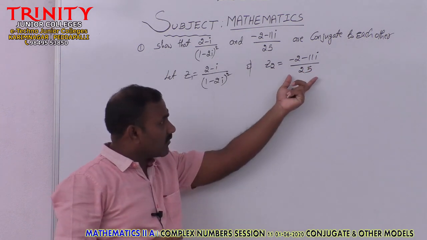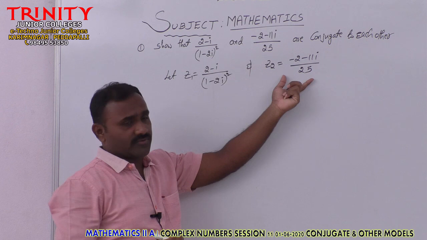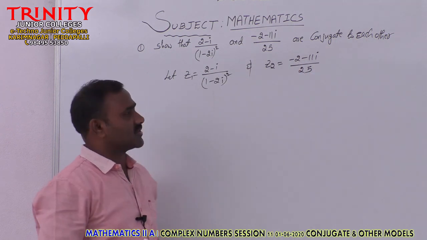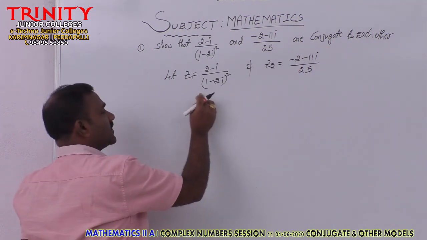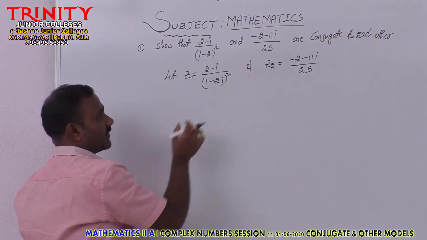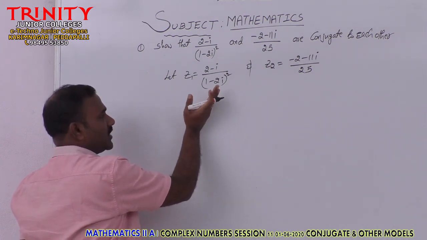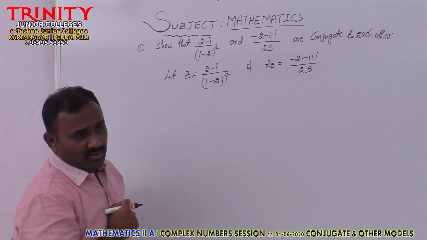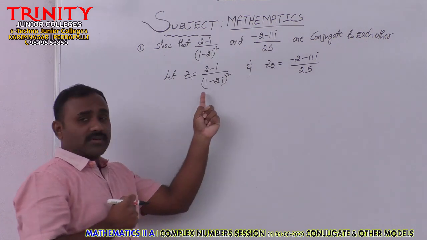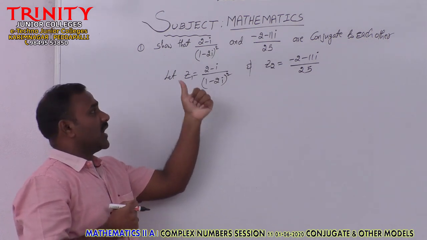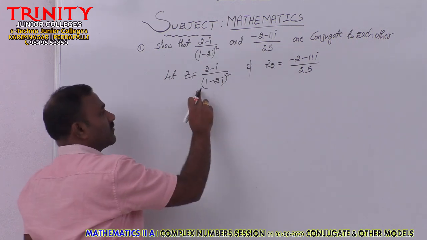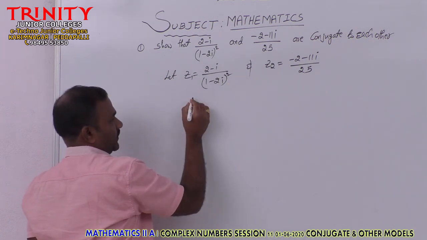With this we don't have any problem, because it is in the standard form. But here this is not in the standard form of a complex number. That's why we have to change this one into the standard form of a complex number. What is the standard form of a complex number? a plus ib. That's why first expand this denominator.